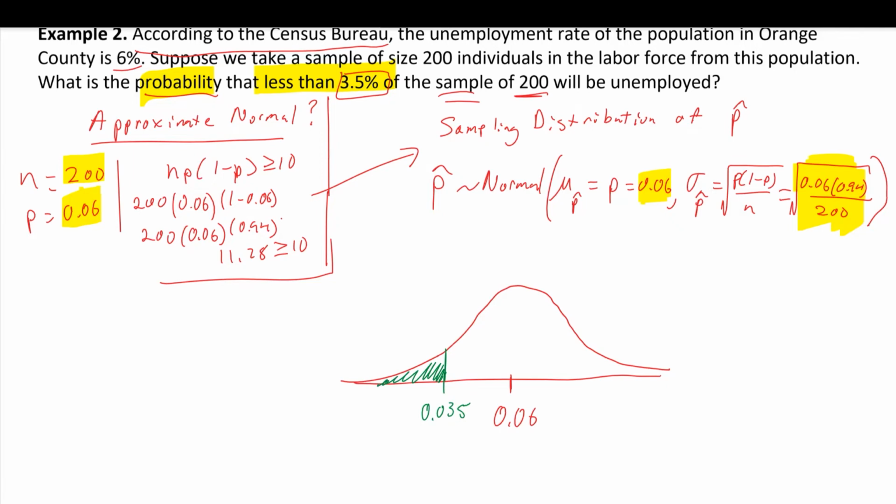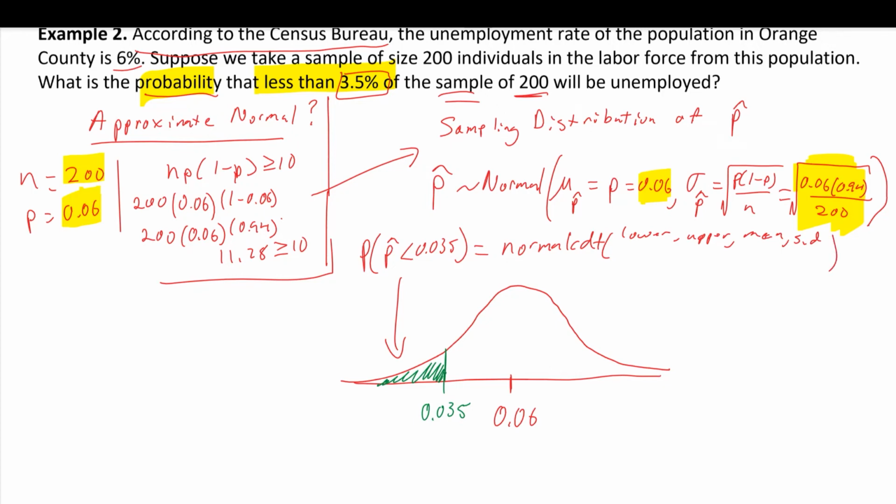All right. How do you find areas underneath a normal distribution? Well, that is done using the normal CDF. So in symbol format, it's asking what's the probability that P hat is less than 0.035. And that's found using normal CDF because we know it's normal now. We have our lower bound, upper, mean, standard deviation.